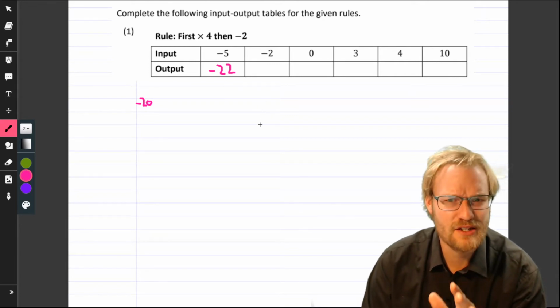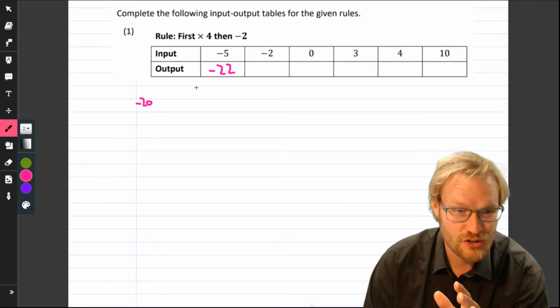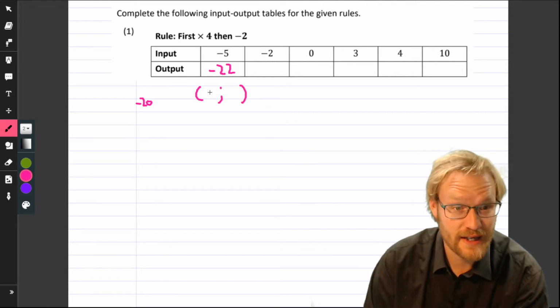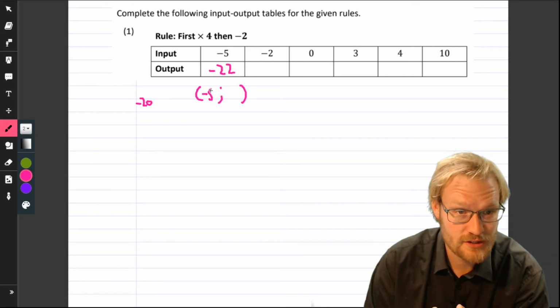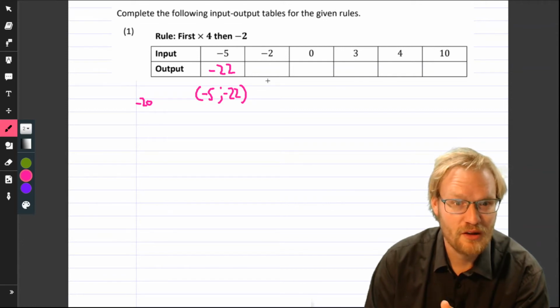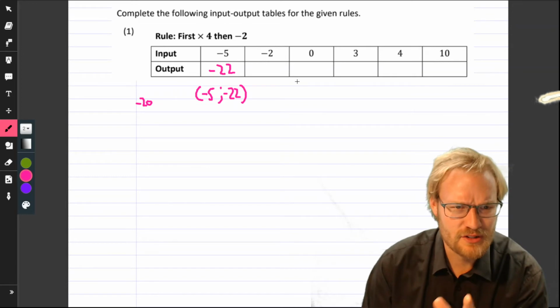And what I want to add here and ask you to do is for each of these also to write it in coordinate form. So just below it, write it in brackets, and we're going to write our x and then our y. So our x, our input, comes first, -5, and then our y, which is our output, -22. Okay, so let's run through the rest of these and see how we go.